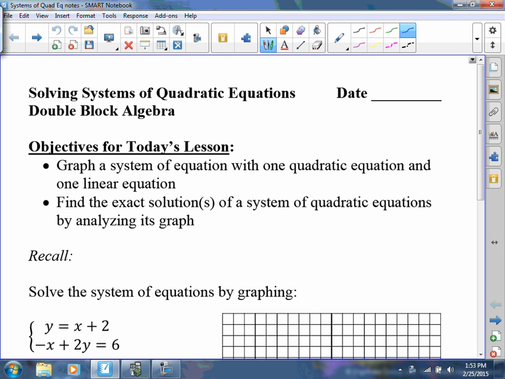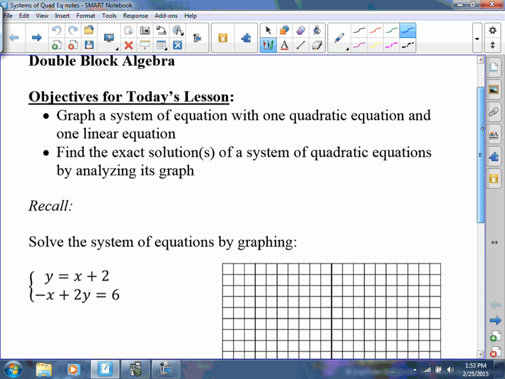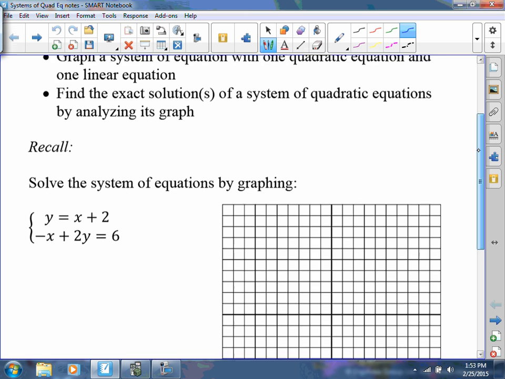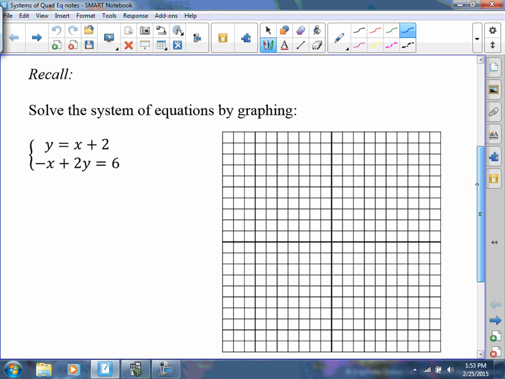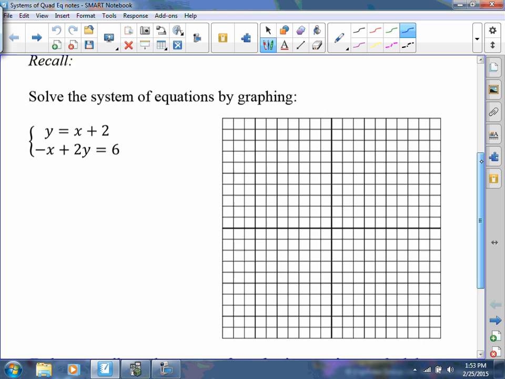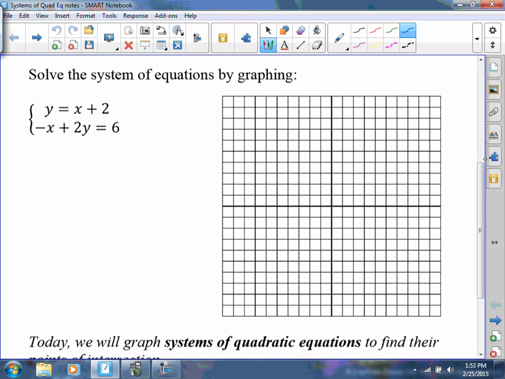Now what we're going to do today is graph a system of equations, but one of the equations is going to be a quadratic. So it's going to be a parabola like we've been doing in the previous two lessons. The other equation is going to be a line. And then we're going to find the solutions, and that's basically where the parabola and the line cross. So let's review how we solve a system of equations by graphing.